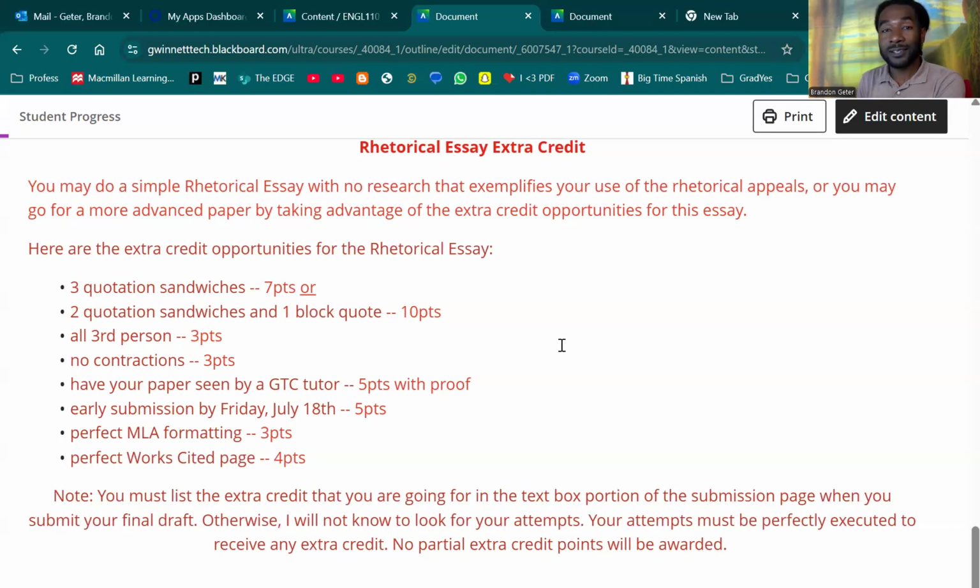There's a consequence for making me look for it and it's not there, or making me look for it and it's wrong. If you list it, I'm going to be excited to see that you are going to do this thing perfectly. And then if I get to it and it's not perfect, points come off. So don't just copy this whole thing and paste it into the text box. Be sure that you want to go for these extra credit opportunities.